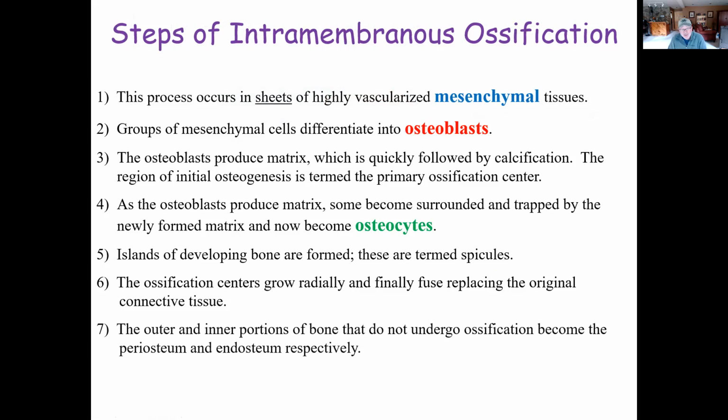And if one looks at the inner and outer portions, let's say, of a skull bone, like the parietal bone or the frontal bone, we have an outer periosteum and an inner endosteum.